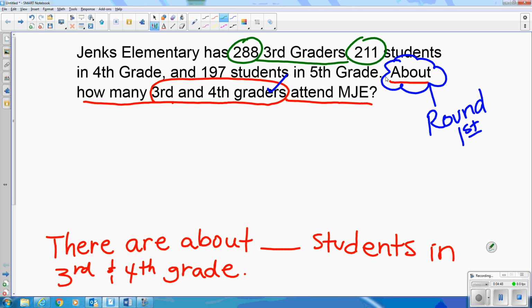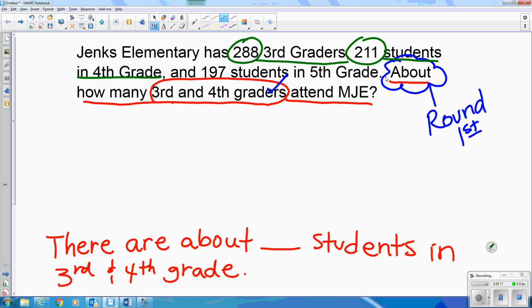Exactly, in fourth grade. All right, now what about this last little piece here? So the period, Kelsey? There are 197 students in fifth grade. Okay, so tell me about that. Is that important for us? No. Why is that information not important to us, Kelsey? Because they're asking us for third graders and fourth graders.